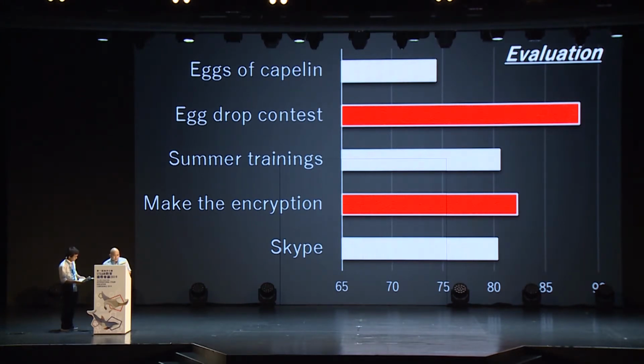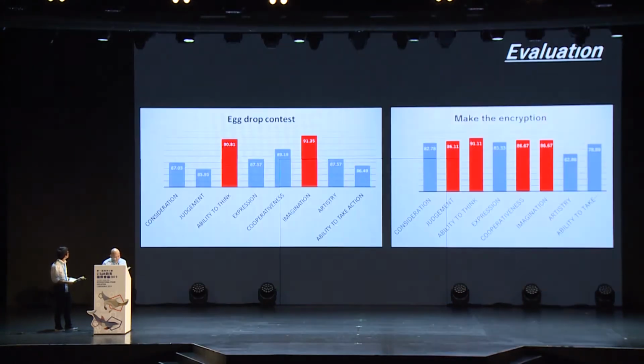This is the result of the class evaluation questionnaire by students. As you can see, the egg drop contest and creative encryption codes are highly evaluated. We did those activities in a game style. 12 to 13-year-old students like game-based activities. These are the results of each activity.